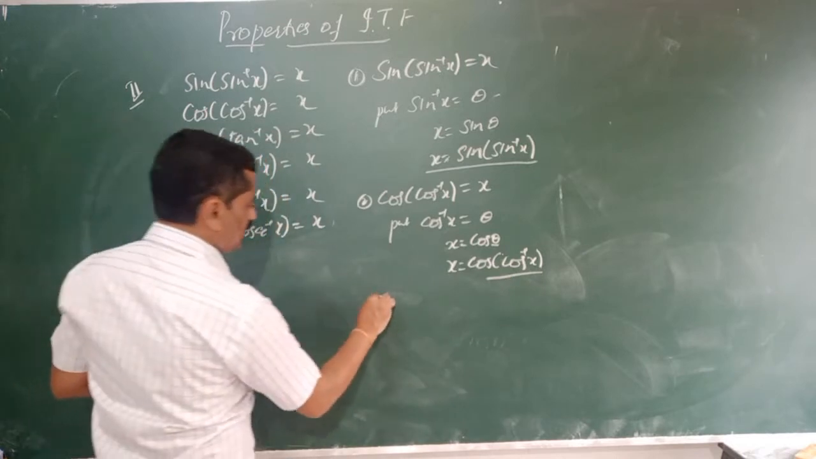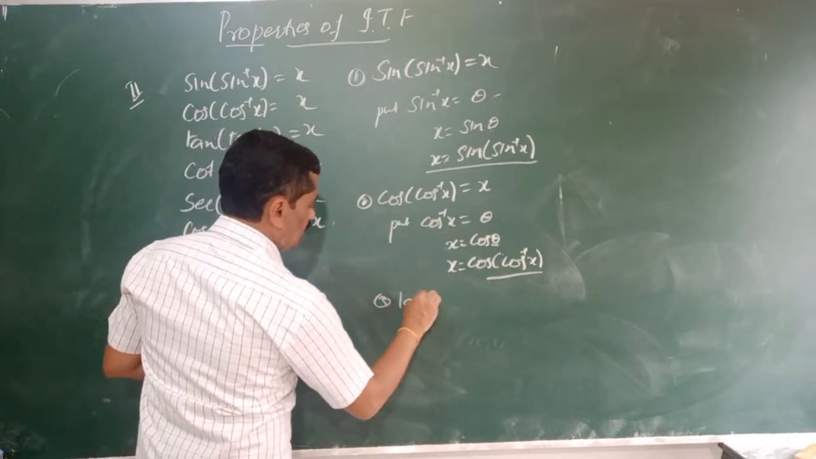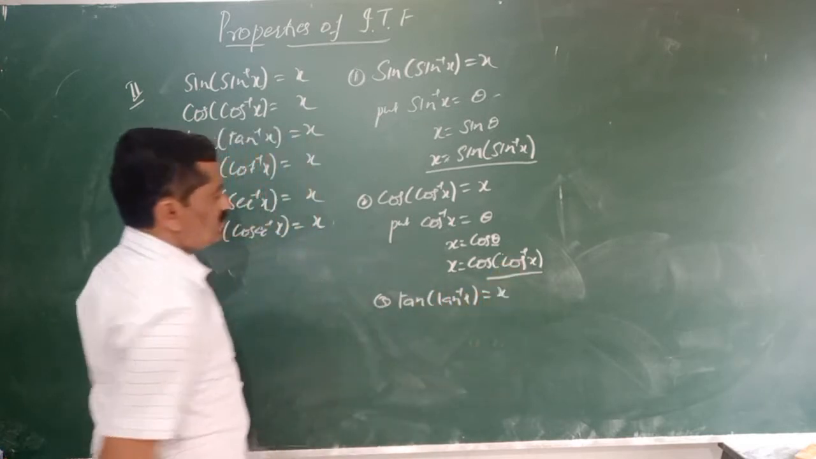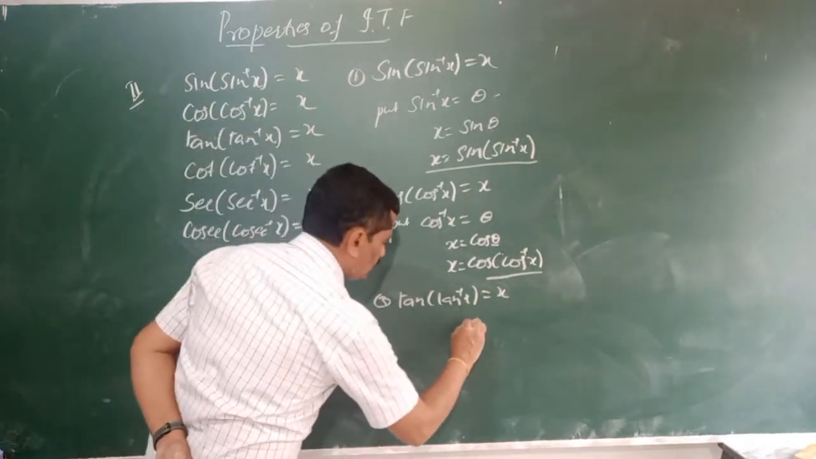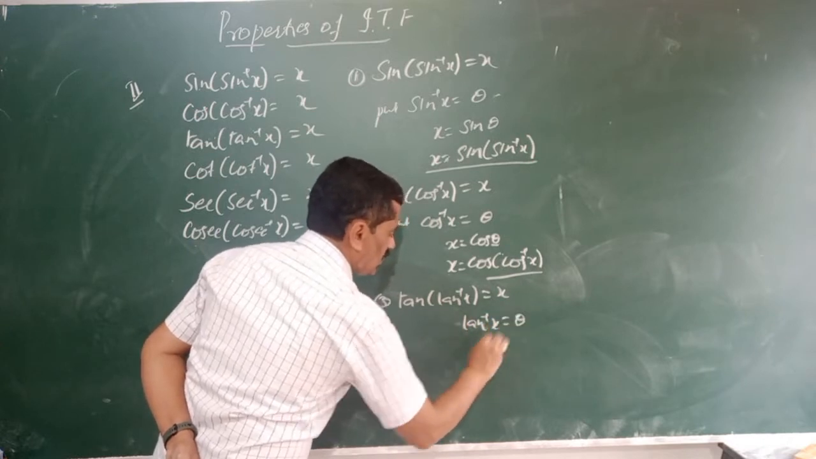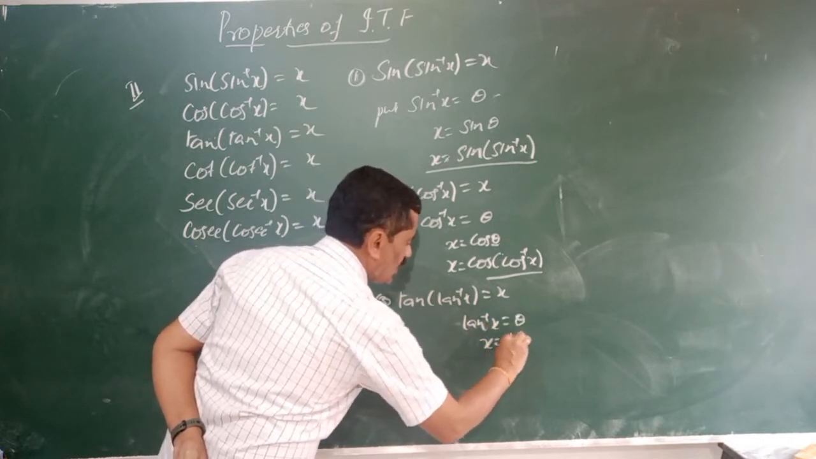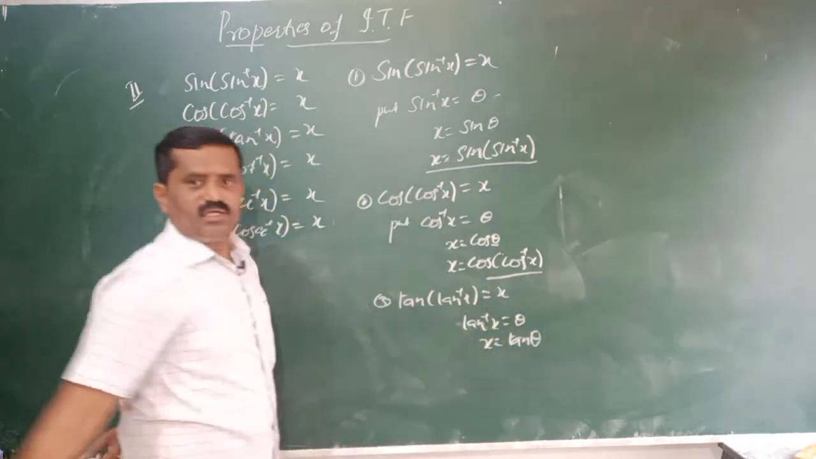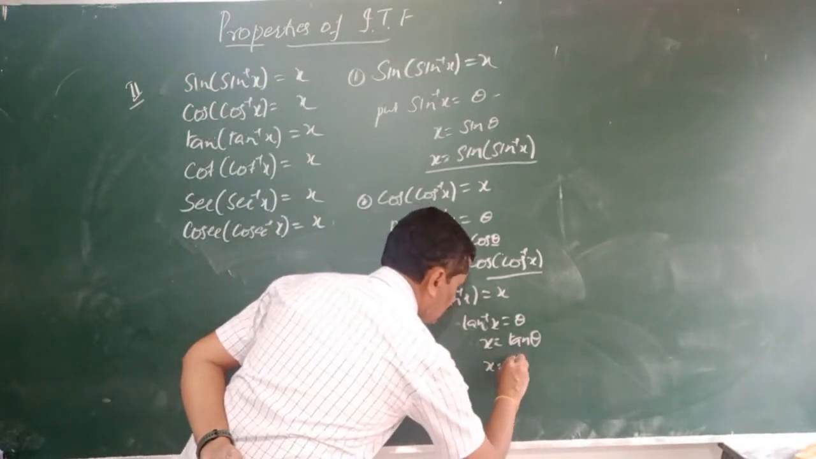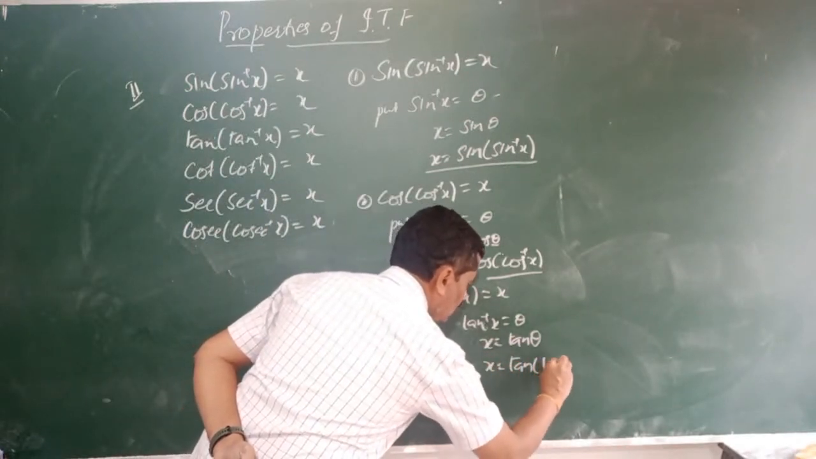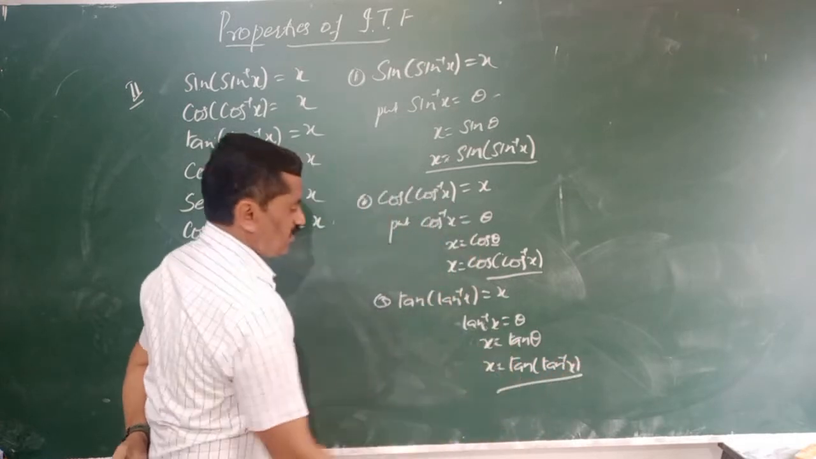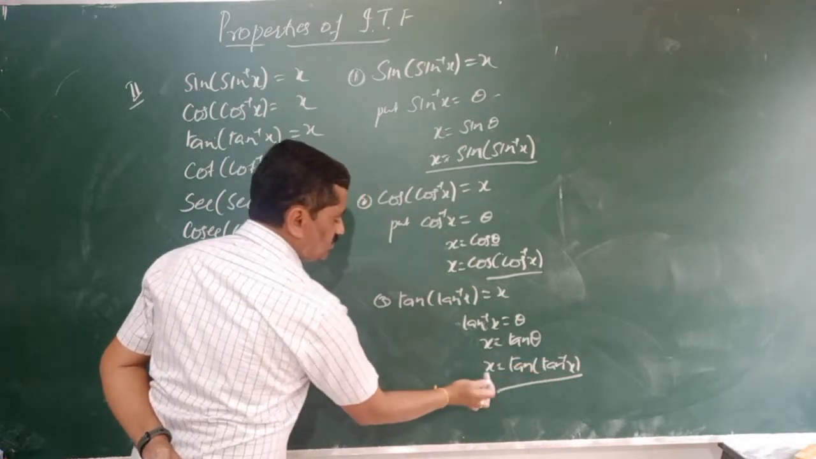Similarly, next one we have a third one, that is tan of tan inverse x is equal to x. Substitution, that is put tan inverse of x is equal to theta. Therefore, what is x? x is equal to tan theta. Now, substituting the value of theta, therefore, that is x is equal to tan of tan inverse of x. Okay. Therefore, tan of tan inverse x is equal to x.